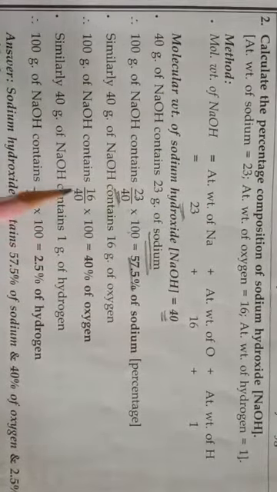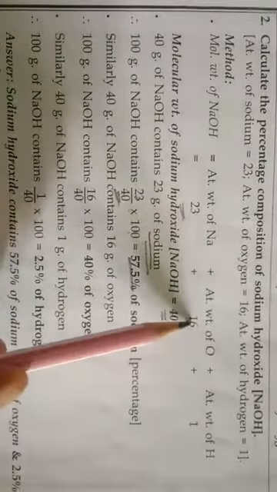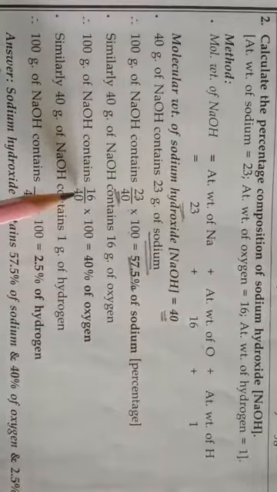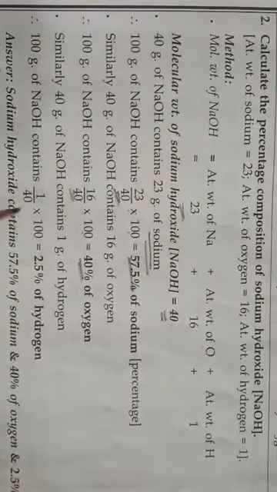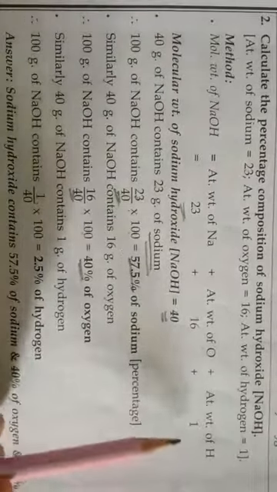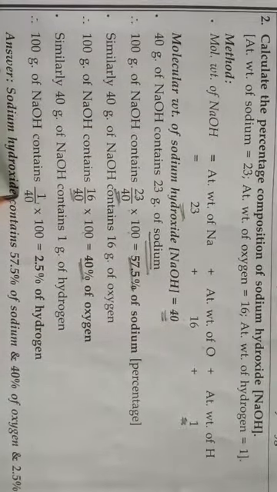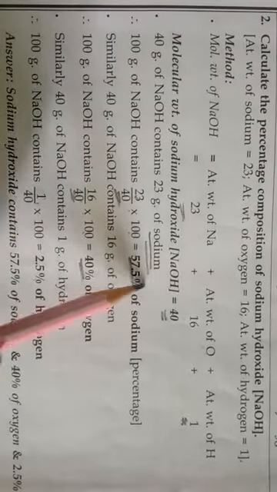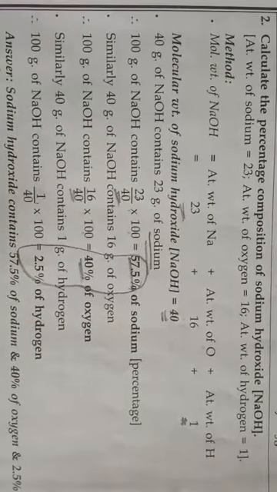Okay children, next is the percentage composition of oxygen. Mass of the oxygen in the compound is 16, divided by molecular mass, into 100, 40%. And in the same way, the percentage composition of the hydrogen in the compound: mass of the hydrogen in the compound, total mass is 1, divided by molecular mass, into 100. Okay, and again you can check this total will be equal to 100 or about 100.